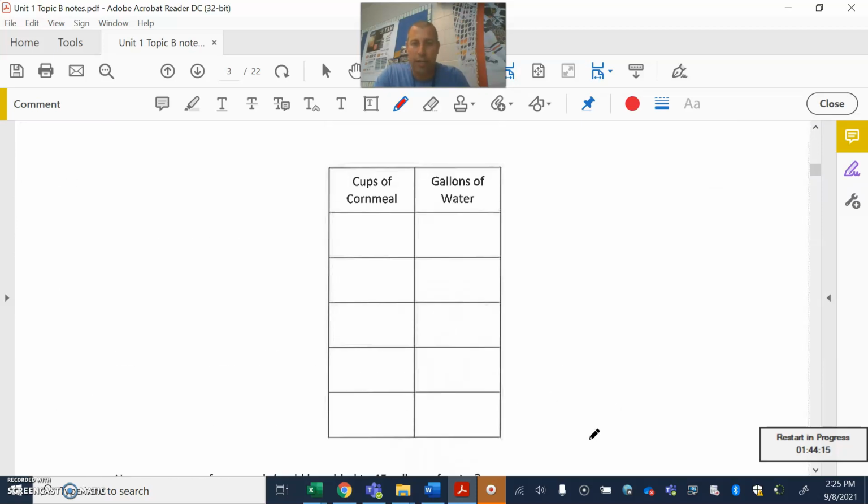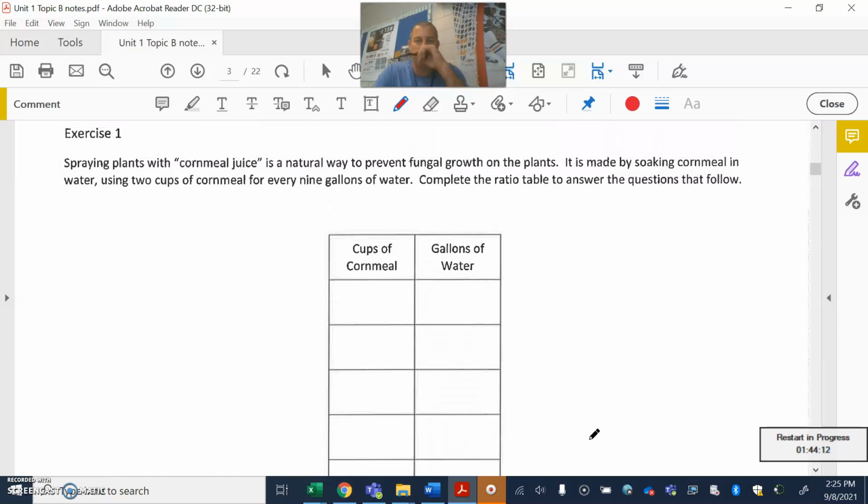Here we go. Let's do one more. So it says spraying plants. My goodness. Spray paint maybe. Spraying pants. I wouldn't recommend you do that to your clothes, people. Maybe this is some sort of artistic thing, but I've digressed. Let's get back to it there. Spraying plants with cornmeal juice is a natural way to prevent fungal growth on plants. I had no idea. It's made by soaking cornmeal in water using 2 cups of cornmeal for every 9 gallons of water. So, okay, 2 cups of cornmeal, 9 gallons of water.